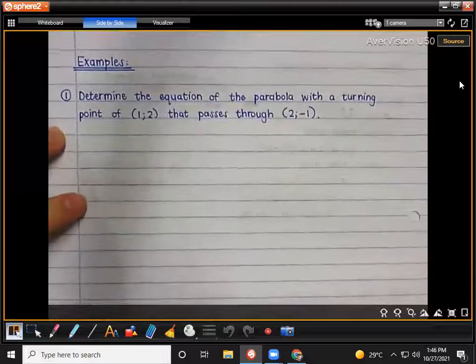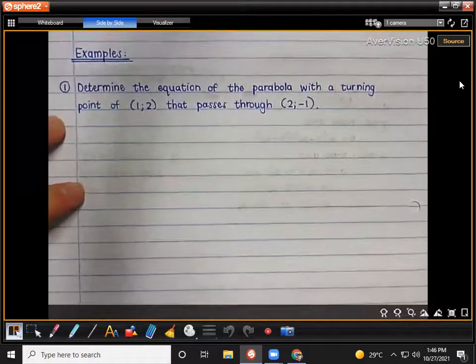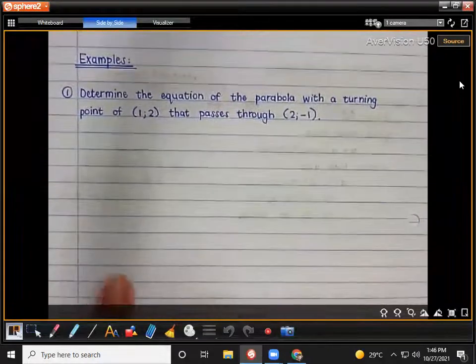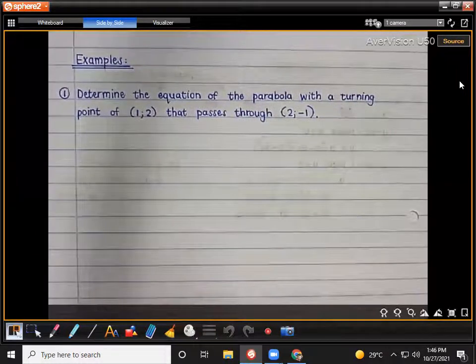All right, so let's just look at this example quickly. So please just write examples. Number 1. Determine the equation of the parabola with a turning point of (1, 2) that passes through (-2, 1). So they've given you the turning point and they're giving you another point.